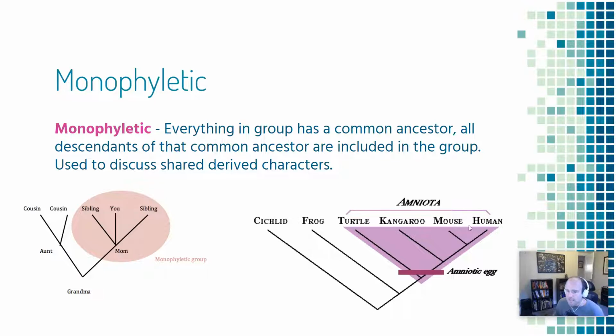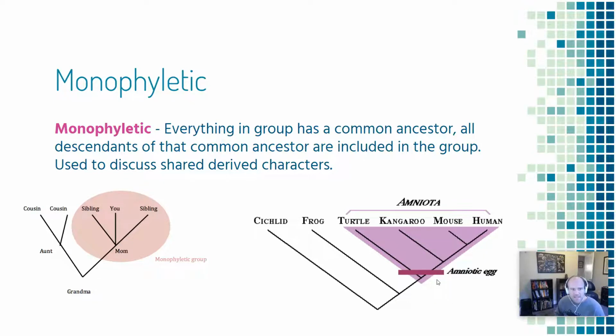So for example, the amniotic group here all have an amniotic egg. So frog and fish don't have those. So our turtles, our mammals, our mouse, humans, all of these have an amniotic egg. Birds would be in there, reptiles. A monophyletic group, if we were to simplify it to just like your family, maybe it would be like you and your siblings and your mom, but we're not counting your aunt and your cousins because that's a different branch of the tree. Maybe they have some different traits. But we can see here that they all have the same ancestor, and everyone from that most recent common ancestor is included.